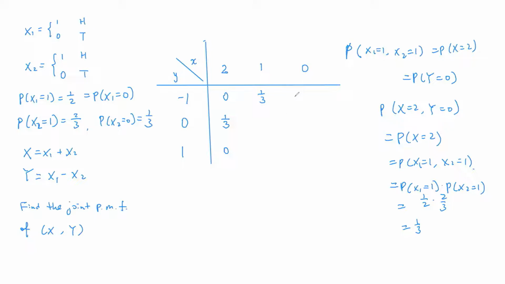All right, next one. So you have x equaling 1 and y equals 0. That's not possible because x equals 1 means one has to be heads and one has to be tails. You don't get the sum to be 0. And if this one, that means x equaling 1 and y equaling 1. That means the first one is heads, the second one is tails. That's 1/2 times 1/3, which is 1/6.